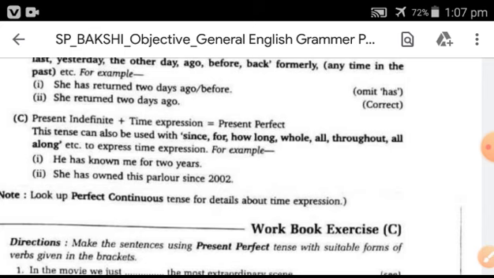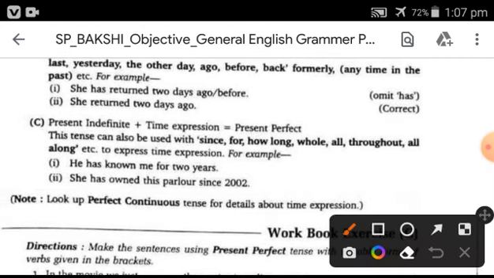She has owned this parlor since 2002. Here the word since is used. Since means any work started in 2002, and this work can still continue. So we have to use present perfect tense instead of past indefinite tense. I hope this is clear to all.